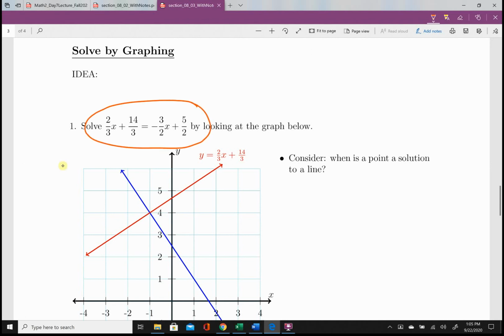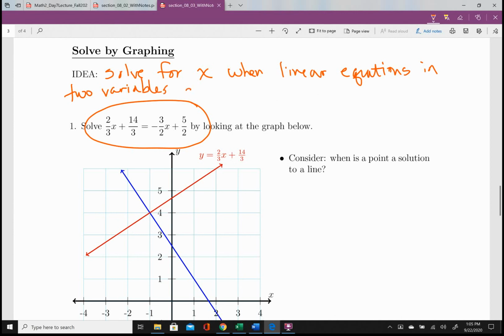Okay? So the idea is to solve for x when linear equations in 2 variables are solved for y, and then also set equal to each other.